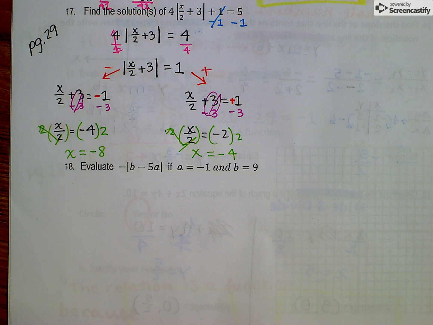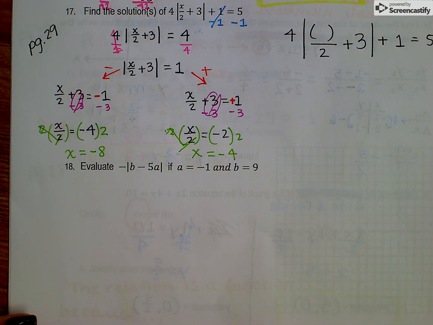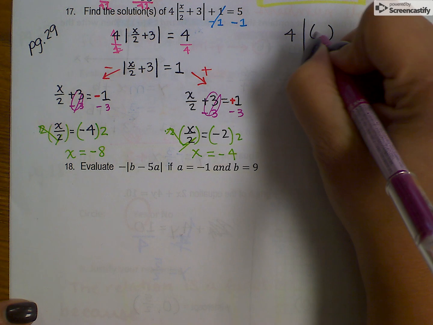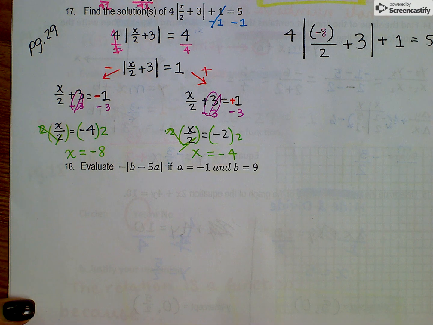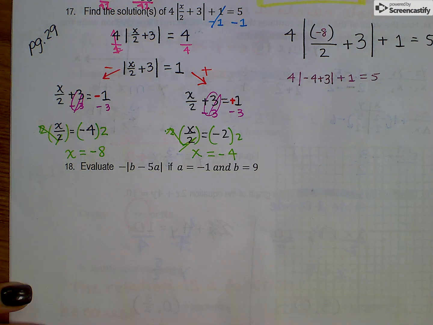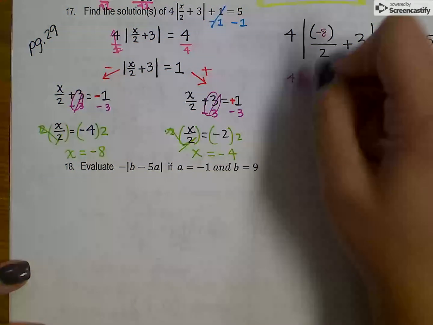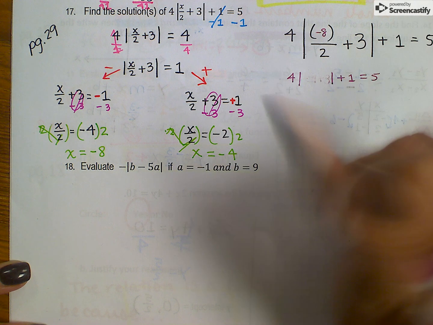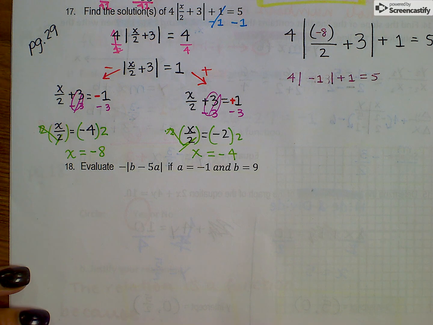Absolutely. So I'm just going to use my erasable pen and put in negative 8. And that would give me negative 4 plus 3 inside of the absolute value bars, which is actually going to give me negative 1. So the absolute value of negative 1 is just 1. 4 plus 1 is 5. Okay, so that one checks.